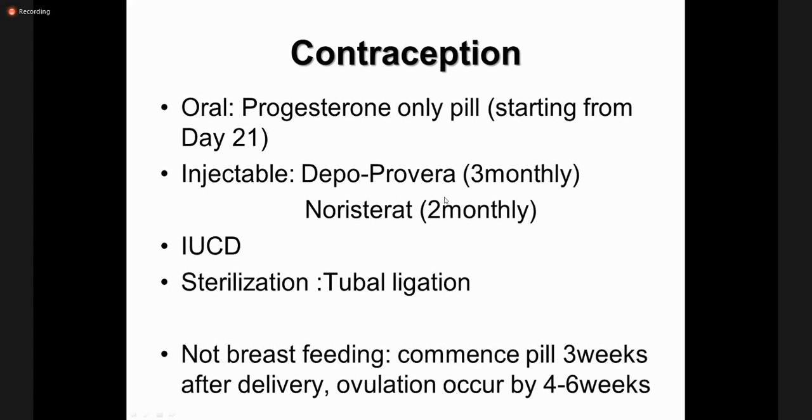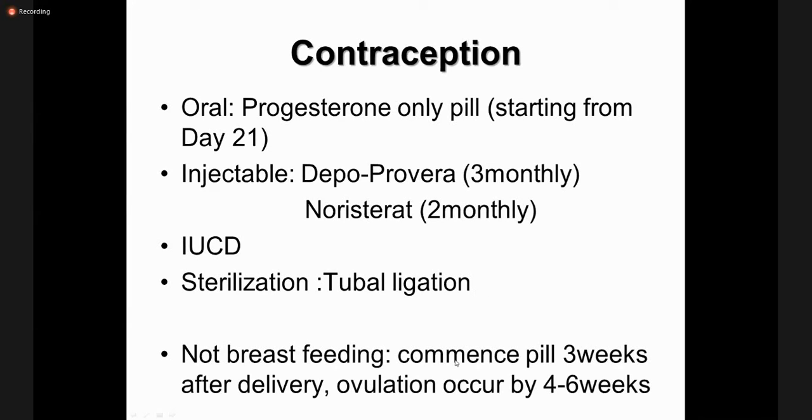There are injectables, which are Depo-Provera. These are 3-monthly injections given subcutaneously or intramuscularly. Norsteroid is given 2-monthly. There is the IUCD, intrauterine contraceptive device. There are postpartum IUCDs that are placed soon after the delivery of the baby. And the permanent method is tubal ligation.